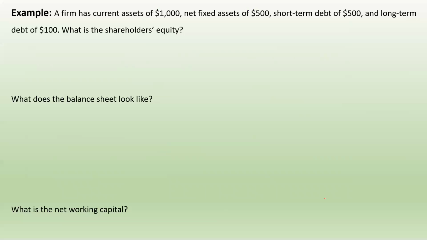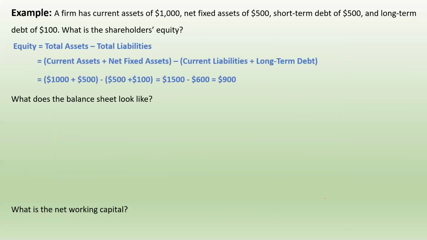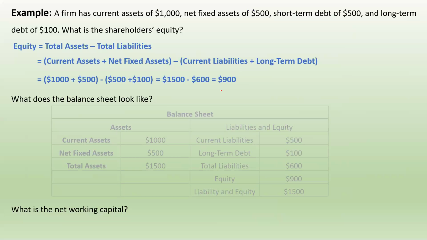So the next practice: a firm has current assets of 1,000, net fixed assets of 500, short-term debt of 500, and long-term debt of 100. Then what's the shareholders' equity? Again, equity equals total assets minus total liability. Total assets equals current assets plus net fixed assets. Total liability equals current liability plus long-term debt. Then finally, we found the equity equals 900.